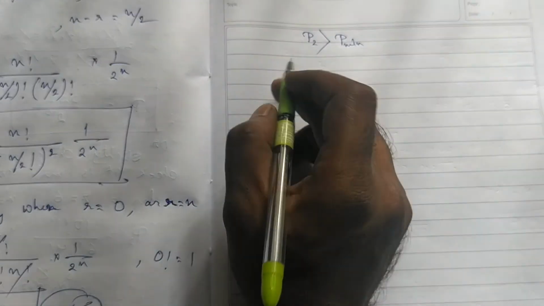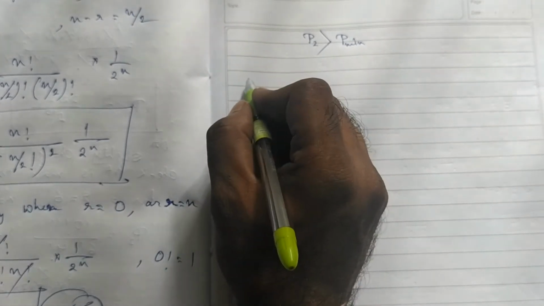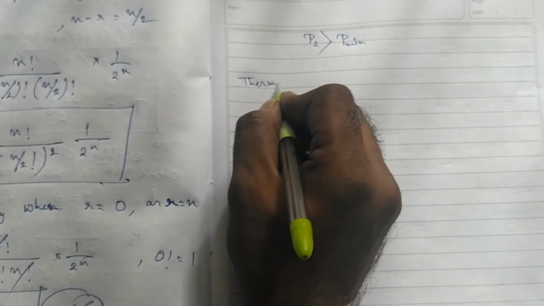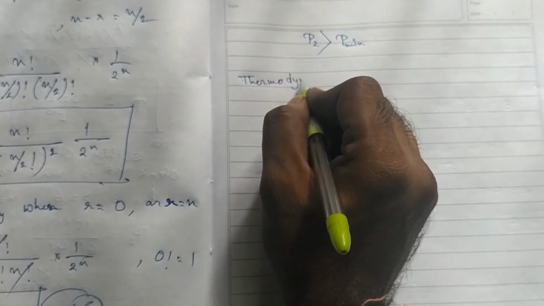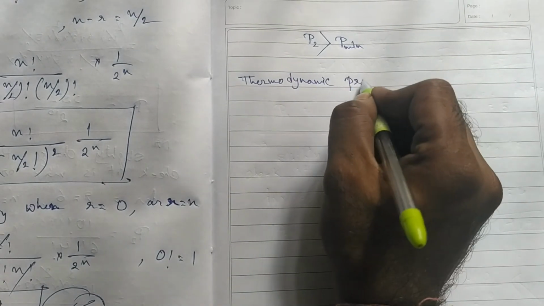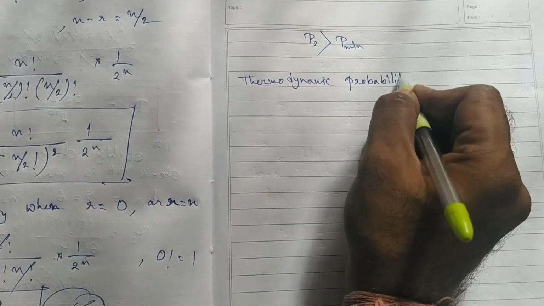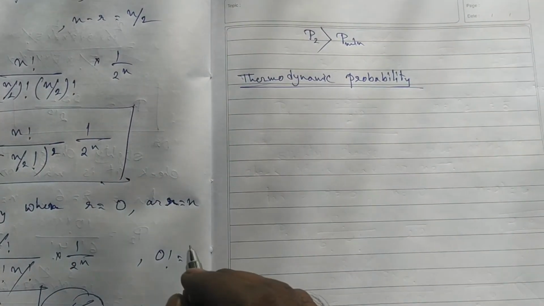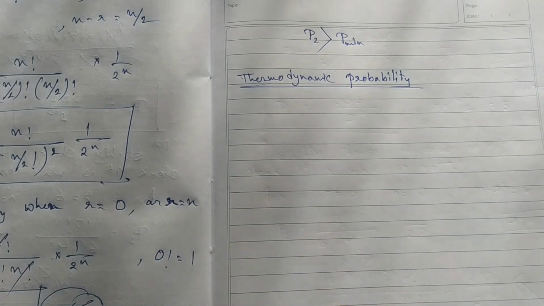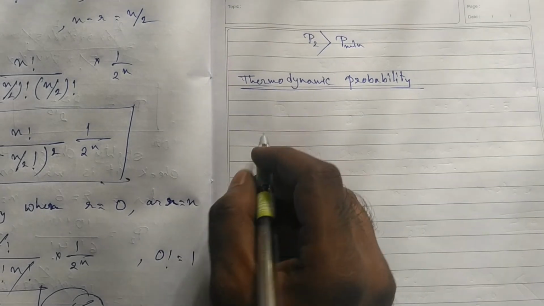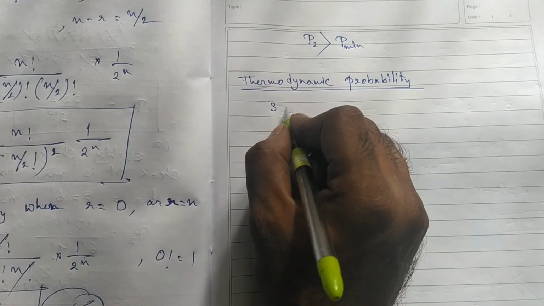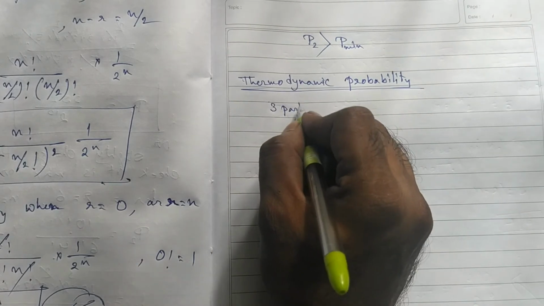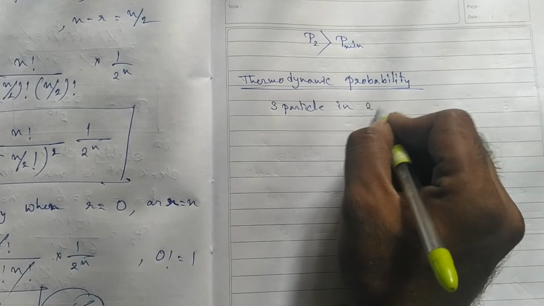Okay. Now we study another new term, known as thermodynamic probability. So what is thermodynamic probability? Let us try to distribute 3 particles in 2 boxes.